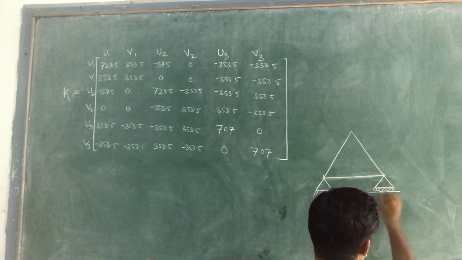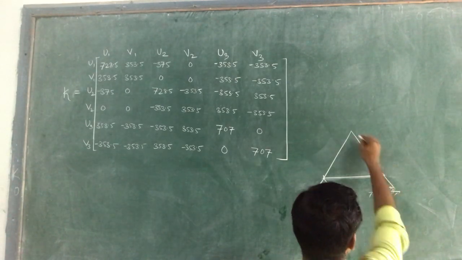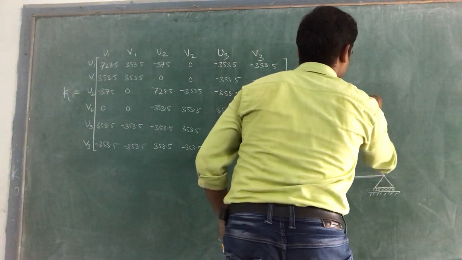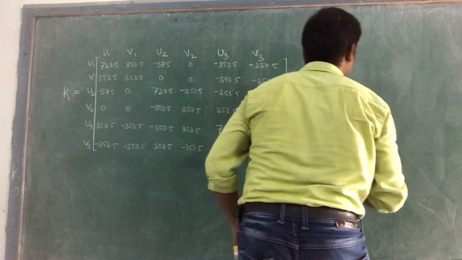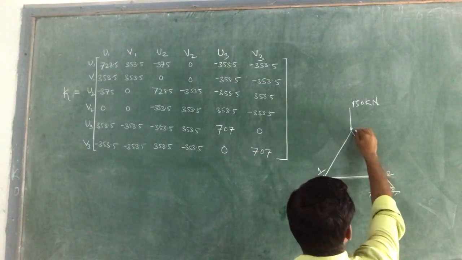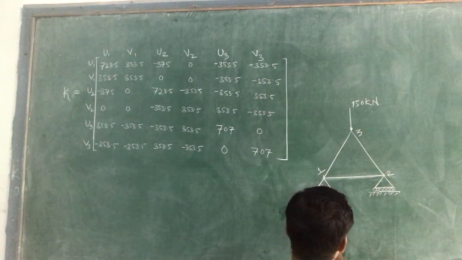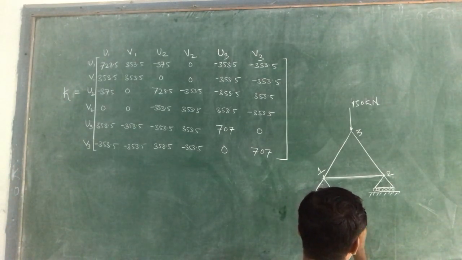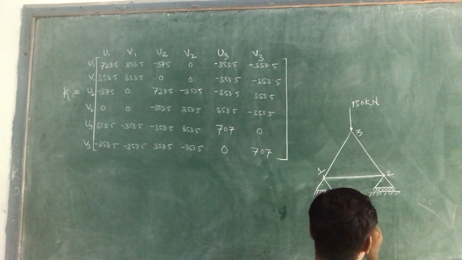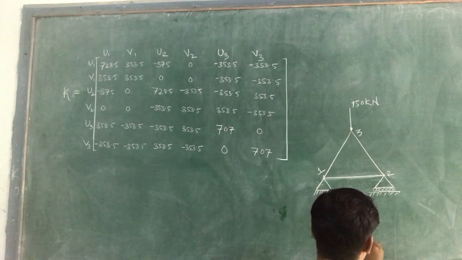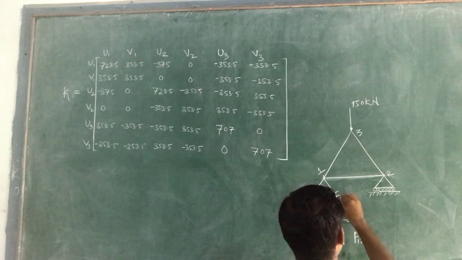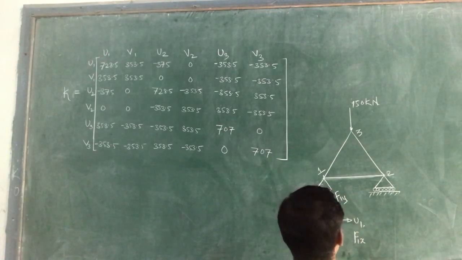Actually, roller support is mentioned. And 150 kilonewton, a force of 150 kilonewton, is applied. There are nodes 1, 2, and 3. So we know that at node 1 there are displacements U1, V1. Similarly, there are forces F1x in the horizontal direction and F1y acting at node 1 in the vertical direction.